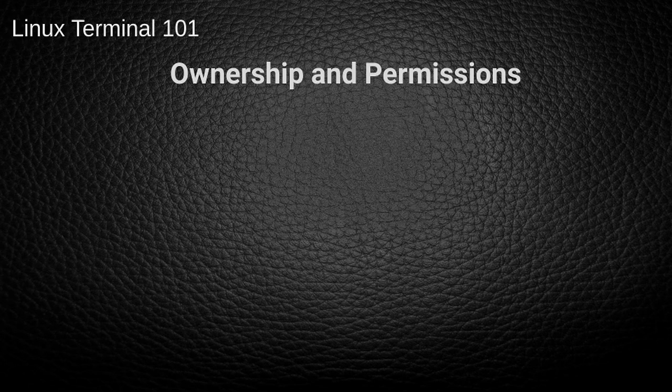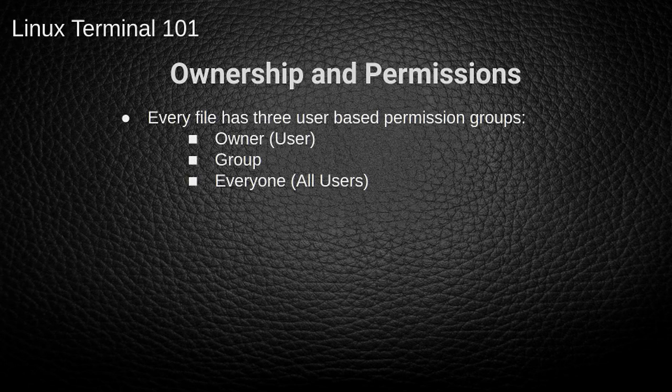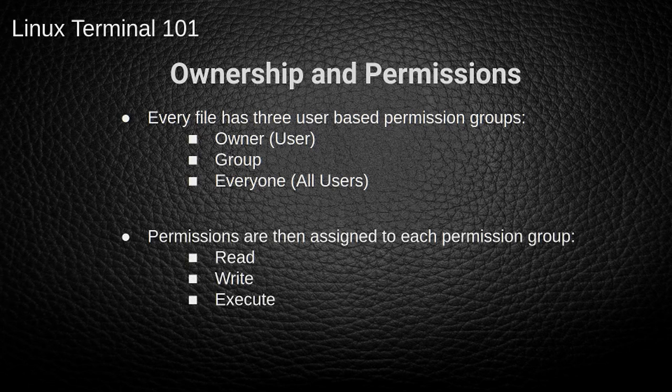Every file has 3 user-based permission groups. The individual that actually owns the file, that user, a grouping for their permissions. The group the owner is a member of, the permissions for that group, and everybody else on the system. Now, permissions are assigned to each permission group individually, and the permissions are what you would expect: read, write, and execute. If you have read privileges for that particular file, you can view its contents.